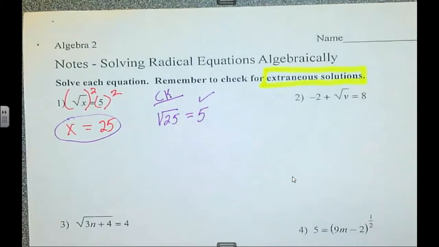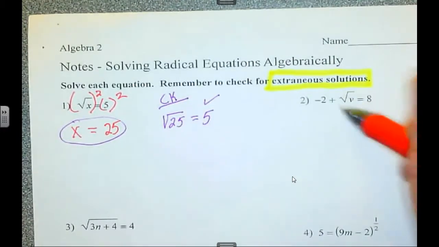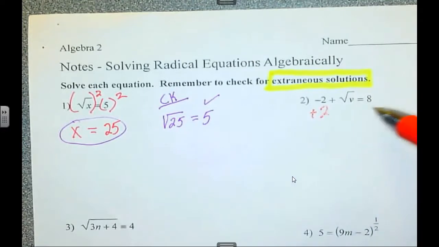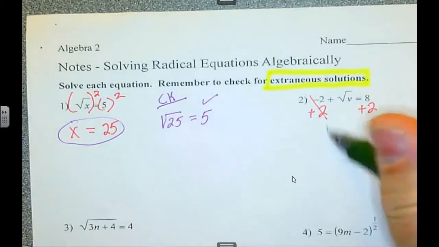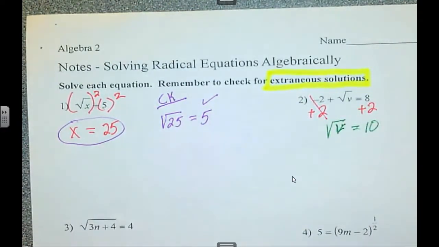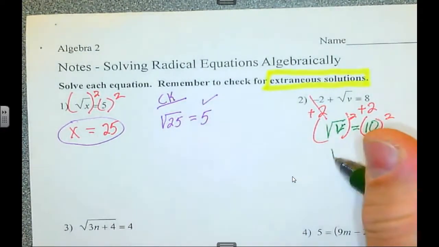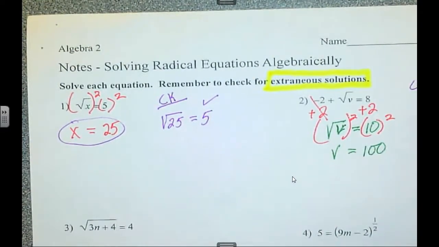Number 2. I have to get the radical term by itself first, so I'm going to add 2 to both sides. This adds up to 0. I get square root of v equals 10. I have to square both sides. Therefore, v equals 100. I have to check it. Check, check, check. Does negative 2 plus square root of 100 equal 8?